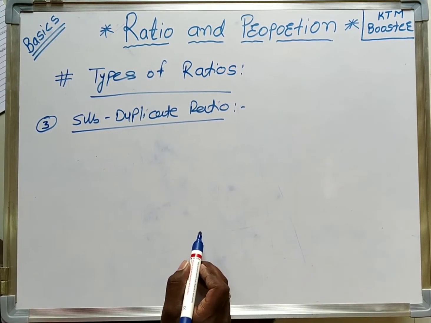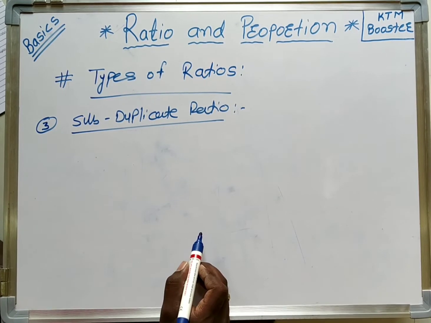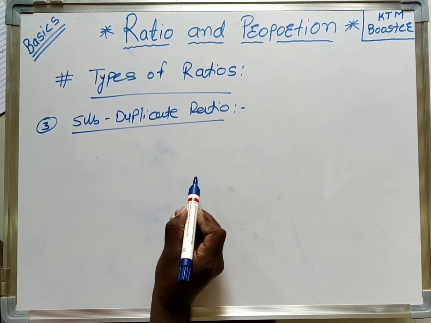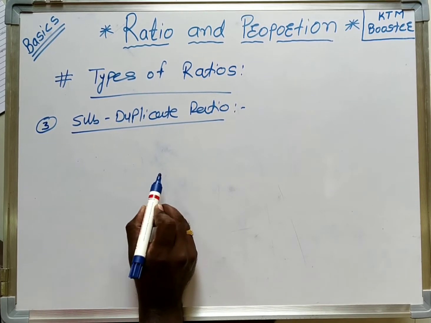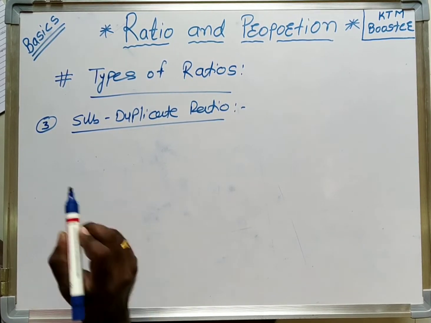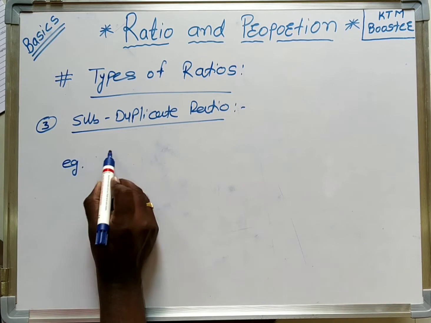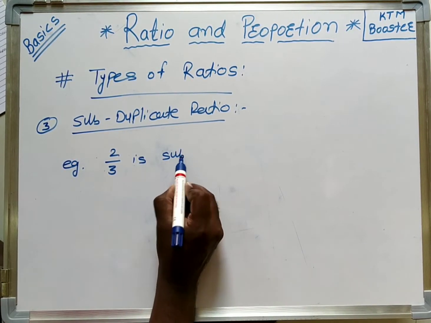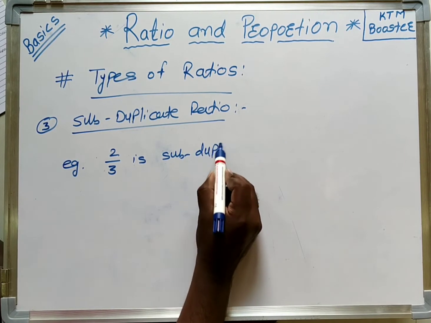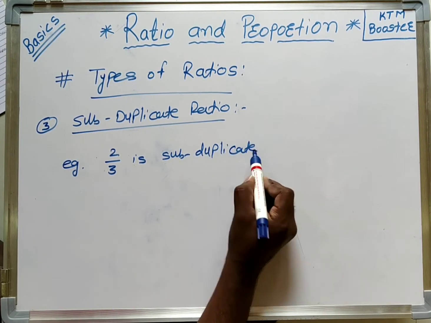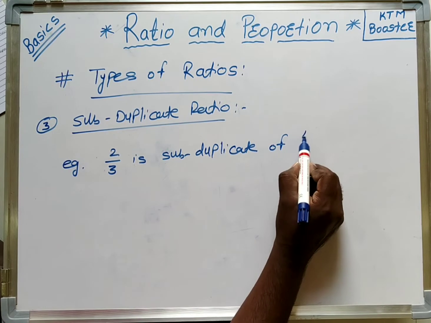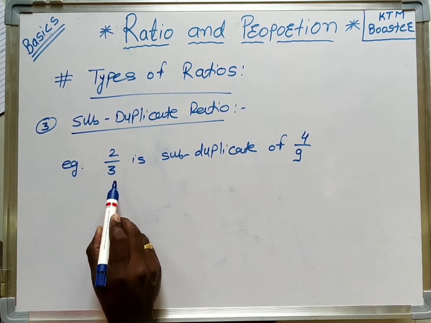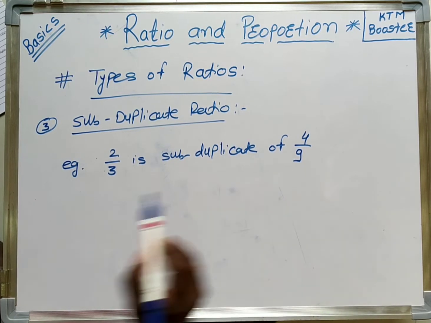Now the next term is the subduplicate ratio. What is the subduplicate ratio? The ratio of the square roots of two numbers is called the subduplicate ratio of the two numbers. For example, 2/3 is the subduplicate of 4 by 9. That is, 2 by 3 is the square root of 4 by 9.